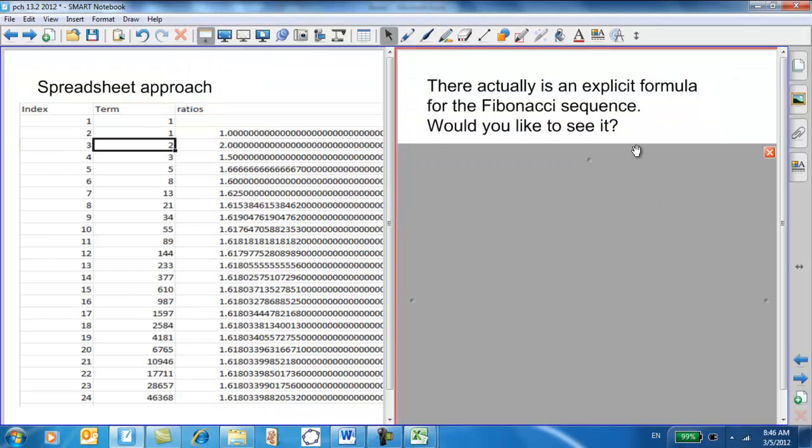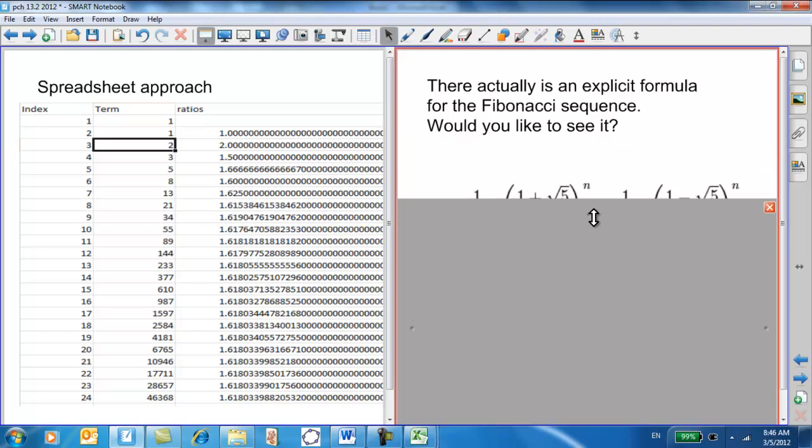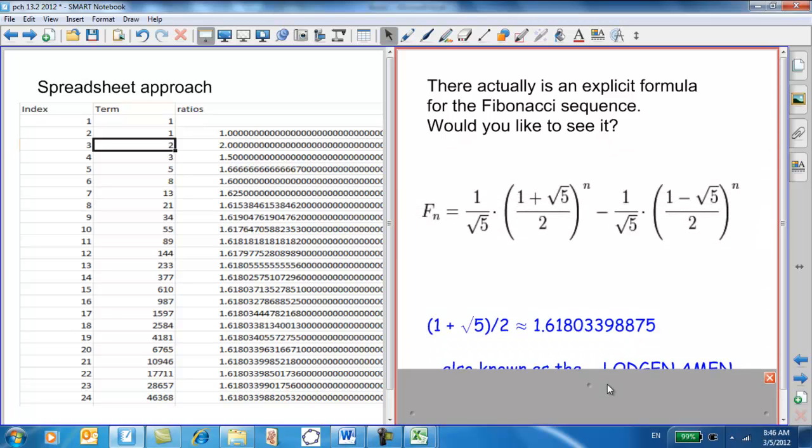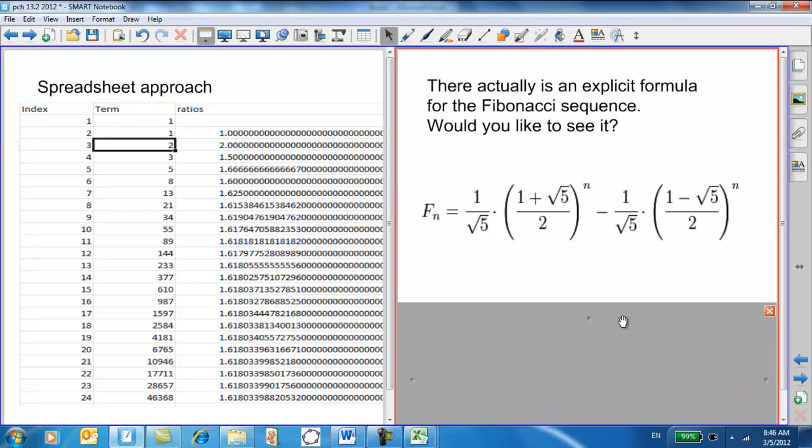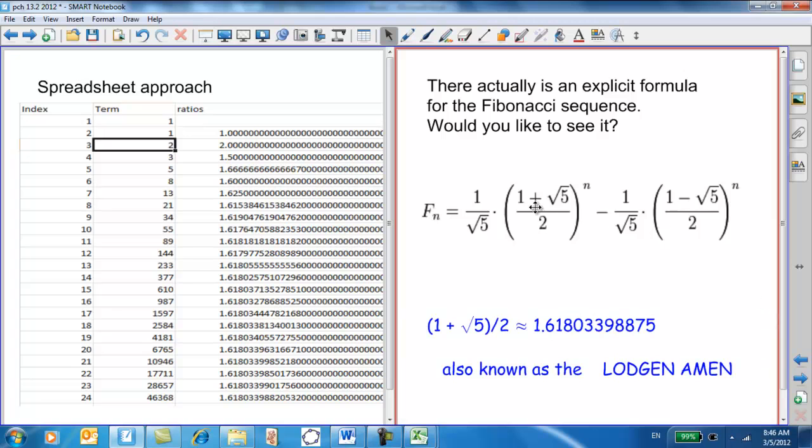Now there actually is an explicit formula for the Fibonacci sequence. Would you like to see it? Okay, you asked. It's huge. Not exactly our standard form for the arithmetic or the geometric. But it has a number in here, this 1 plus the square root of 5 over 2, which calculates out to be 1.6180.